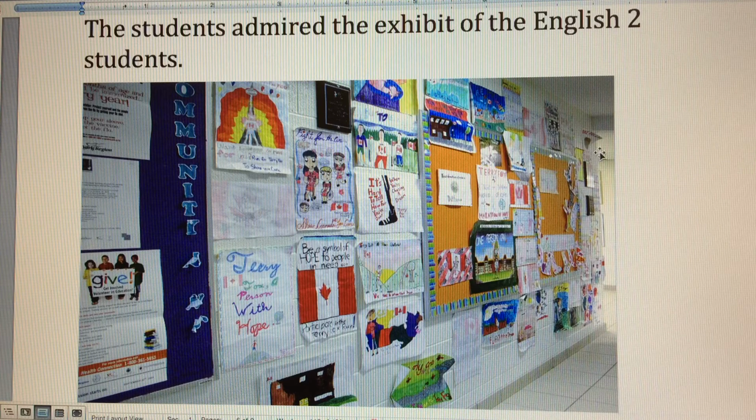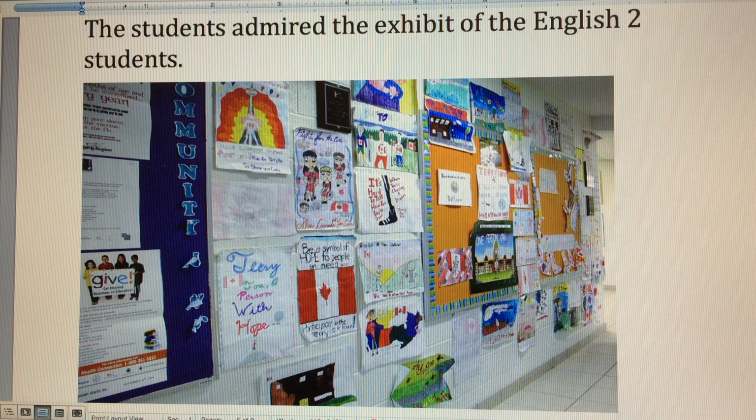Here, we have a student display on a wall, and so we call that an exhibit. Right now, there's an exhibit of your parts of speech posters on the back wall, as well as an exhibit of your active learning goals on the front wall. So we can say the students admired the exhibit of the English 2 students. The exhibit makes it a noun. The verb is admired. So what did the students admire? They admired the exhibit. Okay?